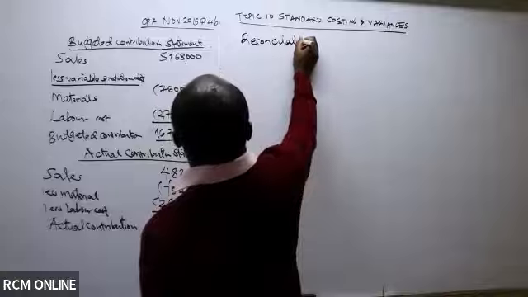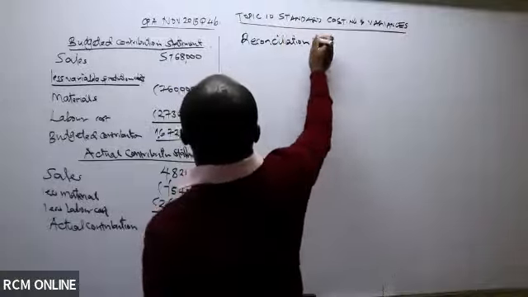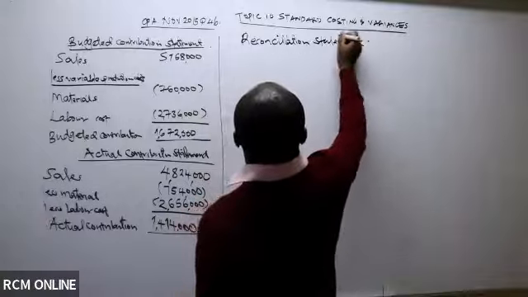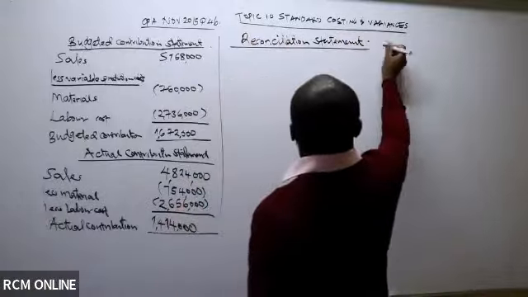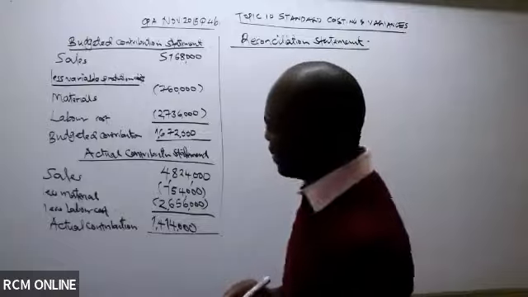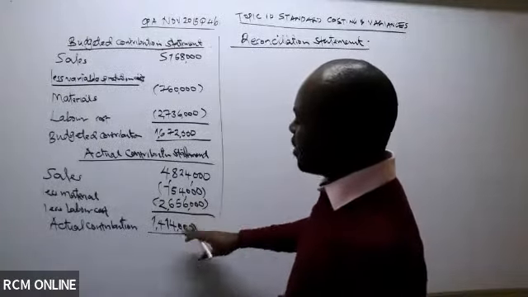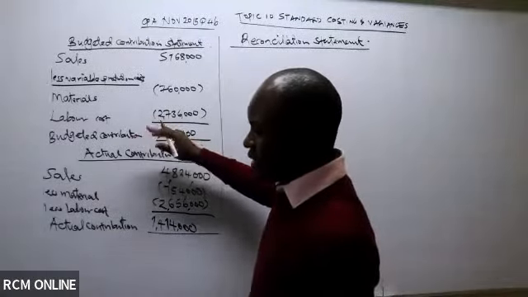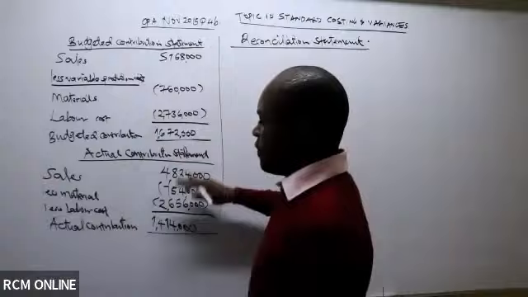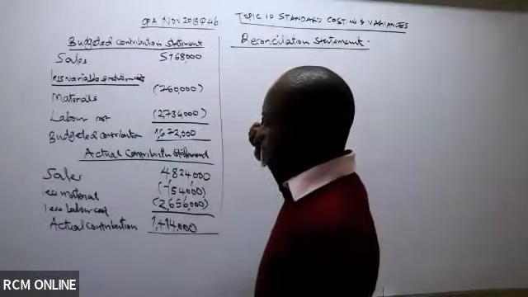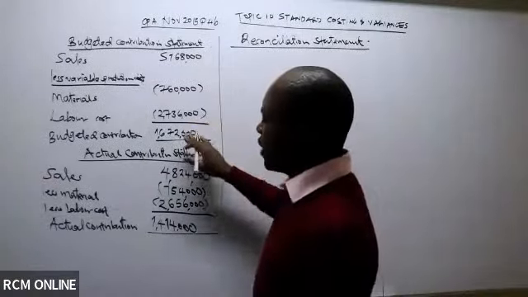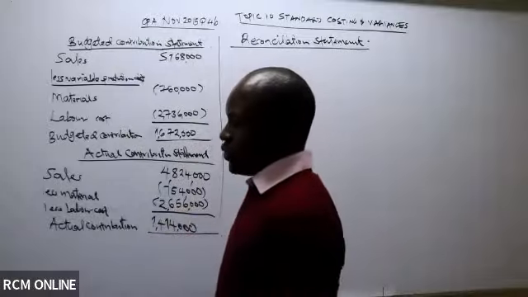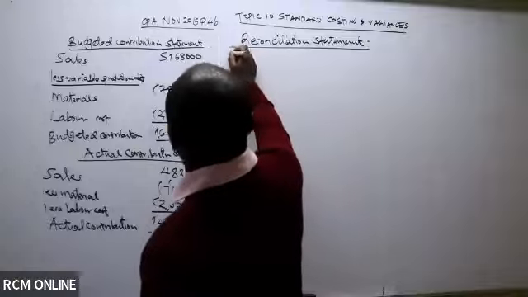Reconciliation statement. So in this reconciliation statement, we are trying to reconcile this difference. Why are we having a difference between actual contribution and budgeted contribution? Why is that different? So we come up with the budgeted contribution and look at the things that affected it to give us a lesser actual contribution. So we start with budgeted contribution.